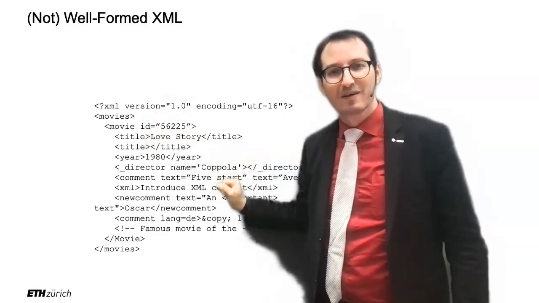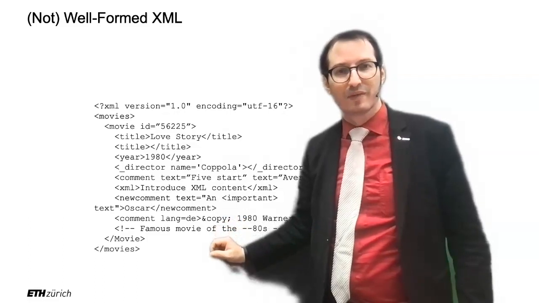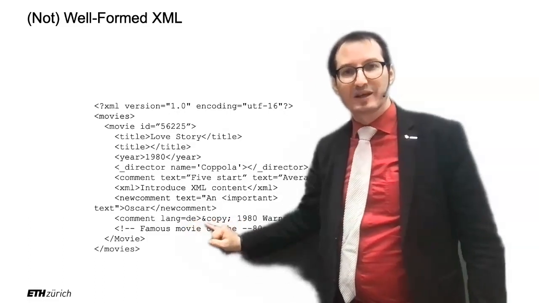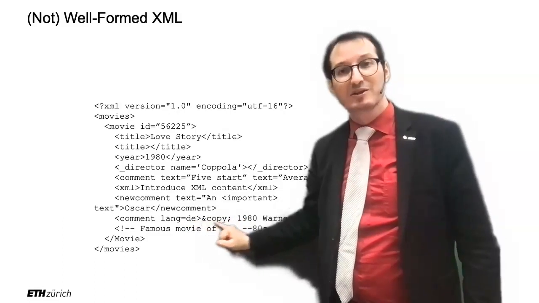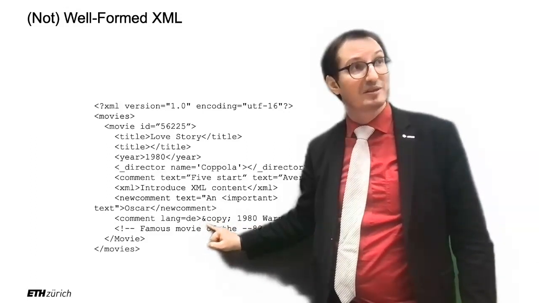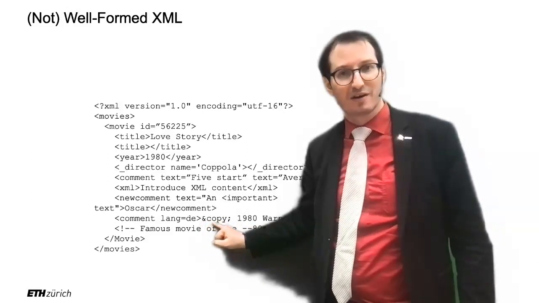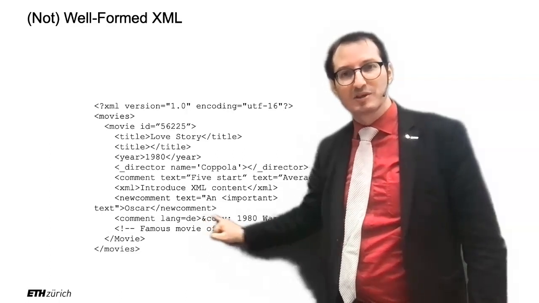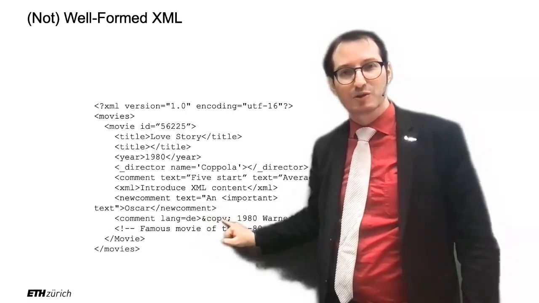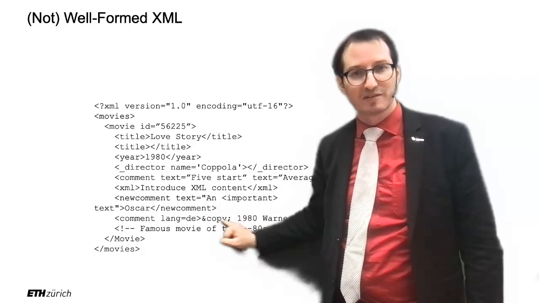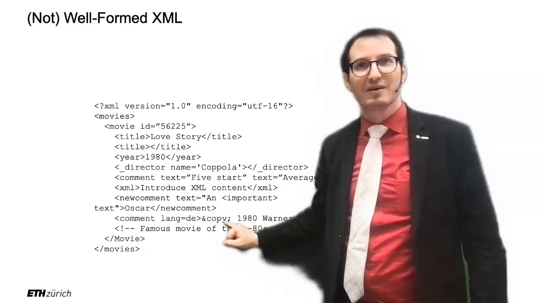Yes? I have a question. Like the ampersand copy, what was that? Copy, that's a mistake. Yeah, so you spotted it. It doesn't exist. There's only five: LT, GT, APOS, quotes, and AMP. So this would be in HTML, right? That you can have. It's a copyright symbol, but in XML, it doesn't exist. So you cannot do that. Yes, go ahead.